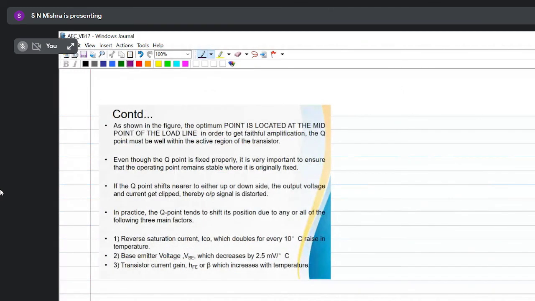Tomorrow we'll discuss this point, located in the middle of the load line, which we have discussed here. So tomorrow we'll complete this with the fixed bias circuit.